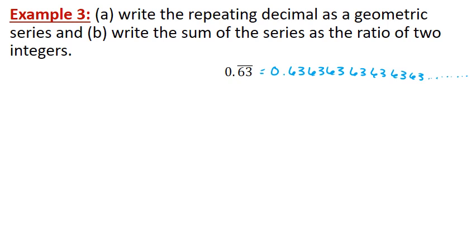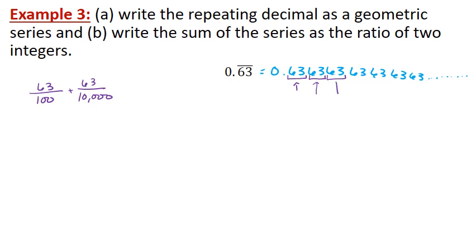Okay, so what we're going to do is analyze the place value of each of these 63s. For this first one, I can rewrite this as a fraction. I can write this as 63/100ths. Well, if I have 63/100ths and I add that to this one, which is in the 10,000ths, so 63/10,000ths, that gives me these first 4 terms.